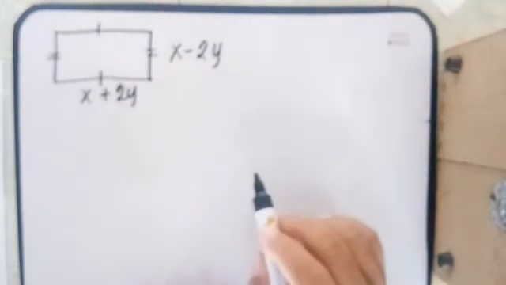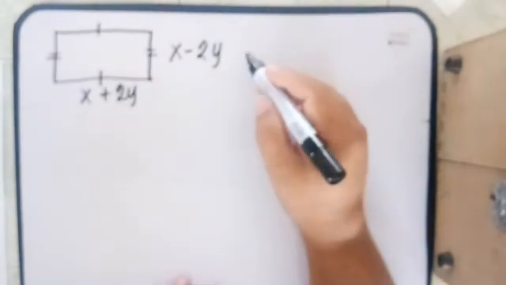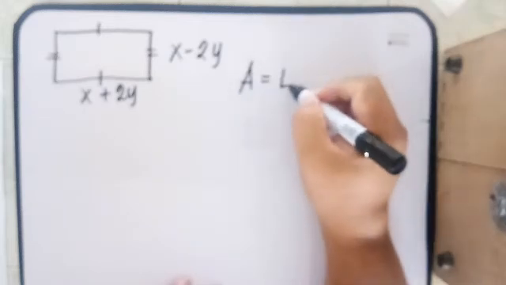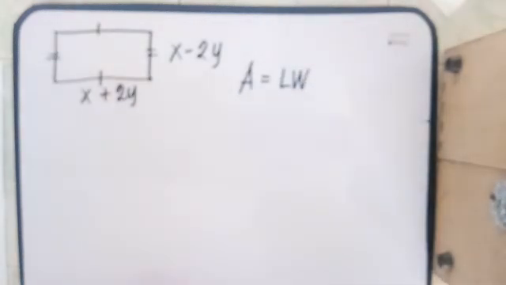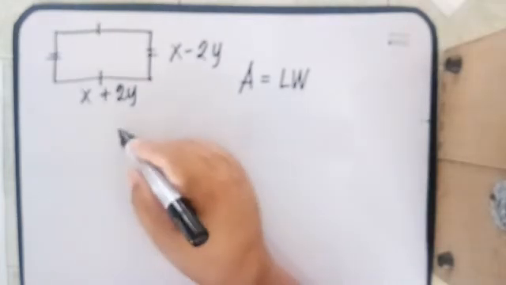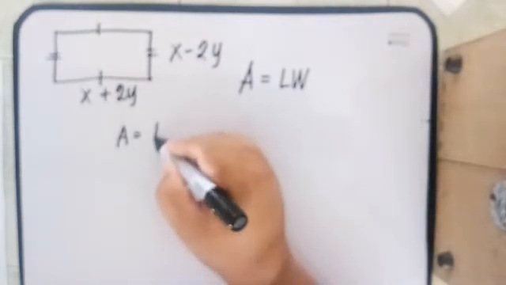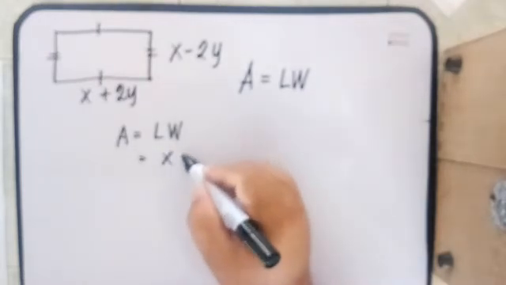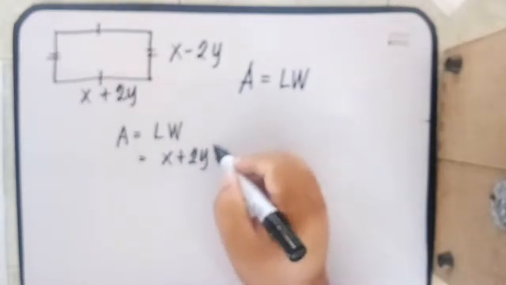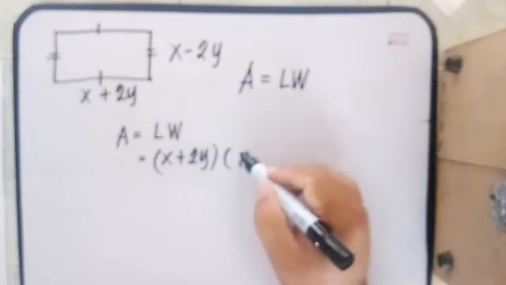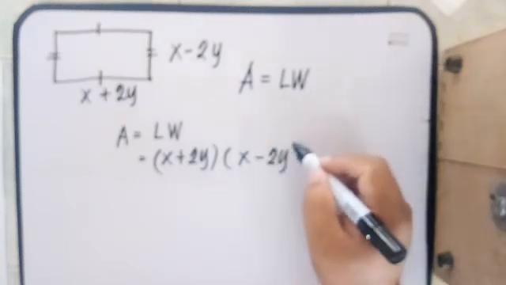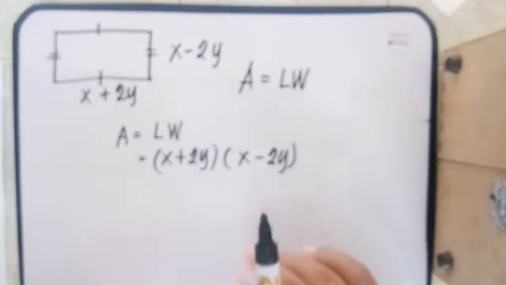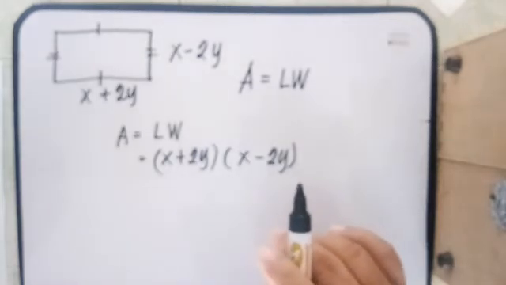So remember the formula for finding the area of a rectangle, as we discussed in our elementary days: area is equal to length times width. It means that we're going to multiply the length by its width. So area will be length times width, and your length here is x plus 2y, and the other one is x minus 2y. So it results in what we call the sum and difference of two terms. Remember, the sum and difference of two terms will give you the difference of two squares.